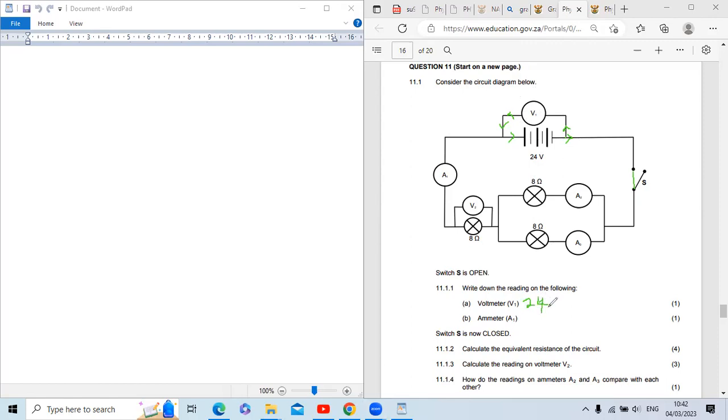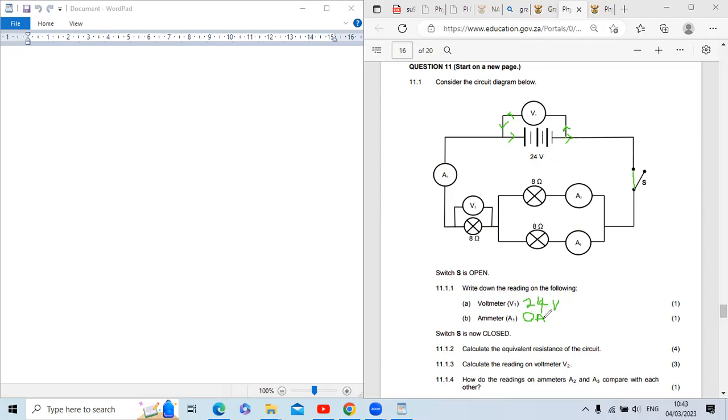because none of the current is being transferred to the external circuit, which is this part. This part is going to be our external circuit. And they want you to see the reading on ammeter one. So that's going to be 0 amperes, because there is no current flowing through the circuit at the moment.